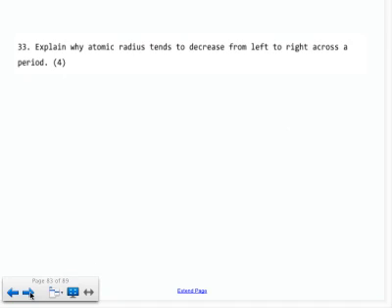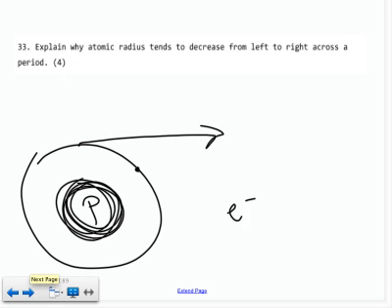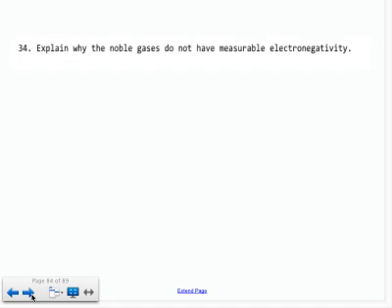Okay, why does atomic radius decrease from left to right across the period? Same reason we've been talking about. Every time you move from left to right across a row, you're adding a proton to the nucleus and an electron to the outside. But the protons are all concentrated in the middle, and the electrons are being added to that same outer level, so they're not getting any farther away, which means that the protons can kind of gang up and pull those extra electrons in tighter. And as the electrons get pulled in tighter, the radius decreases.